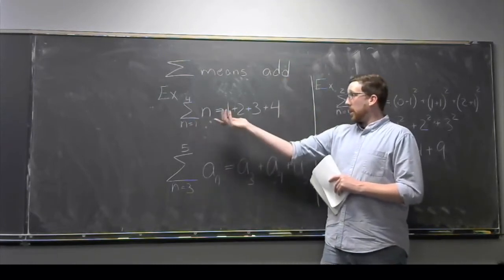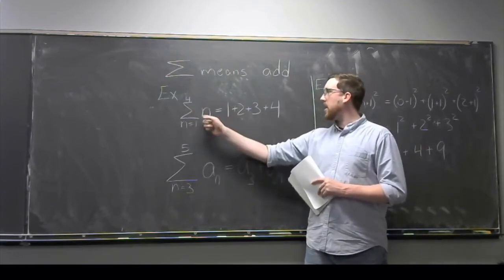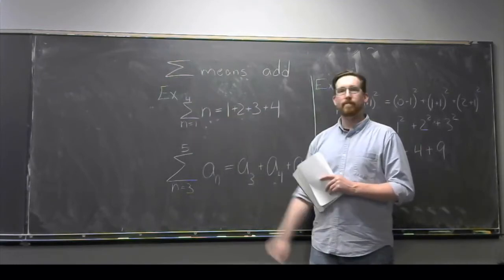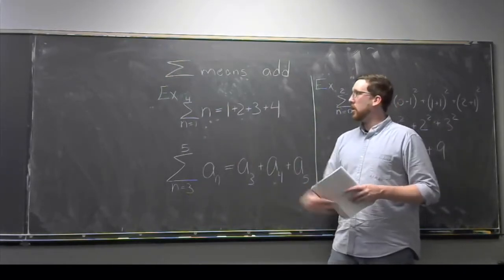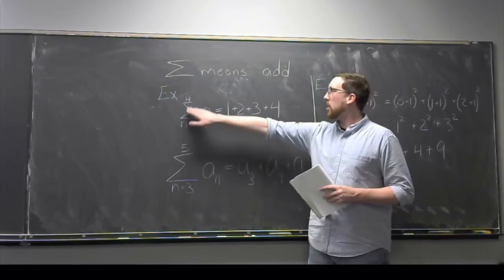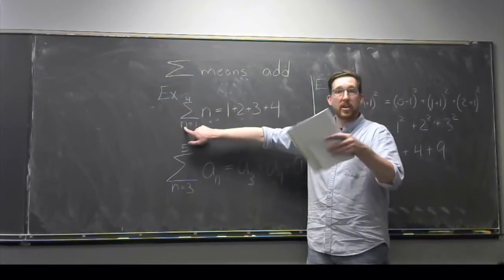So what we're going to see is that this just means add up all the values from 1 to 4. That's it. That's all it's saying. Just add up. Where you start, where you end. And this tells you what's changing as you're adding things up.